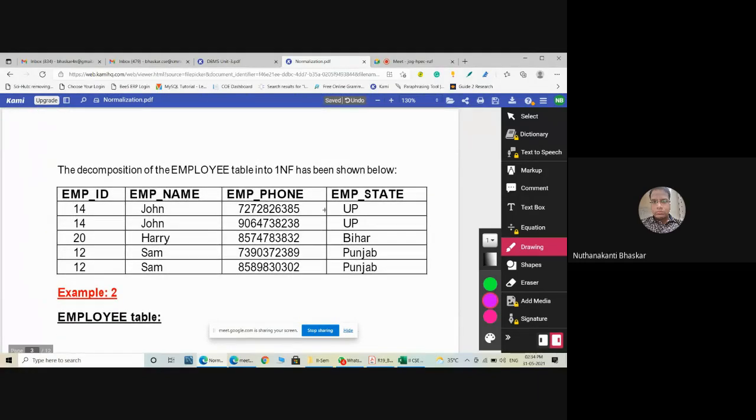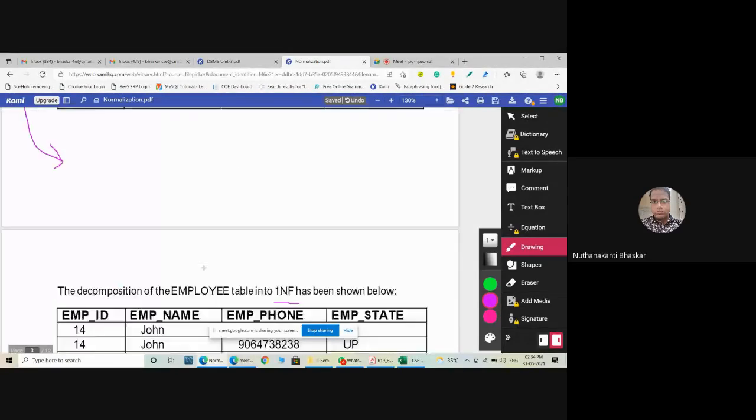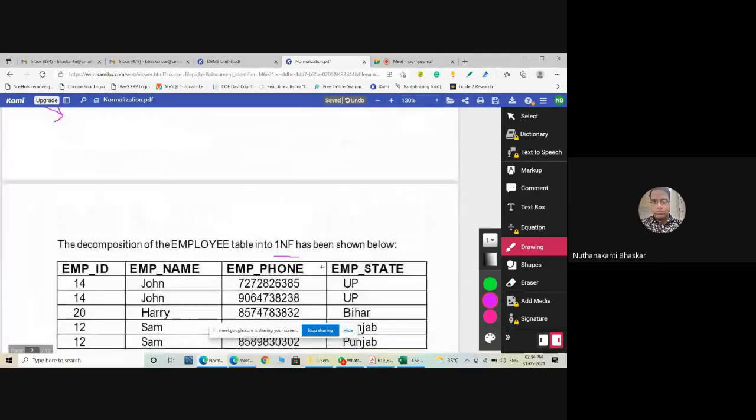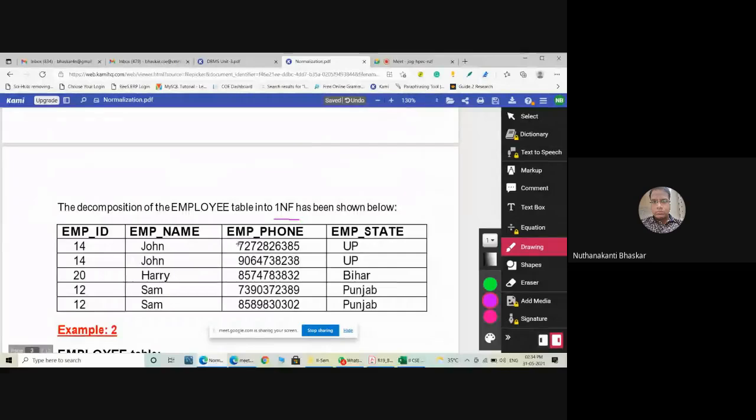14 John, first phone number, 14 John, second phone number. 12 Sam, first phone number, 12 Sam, second phone number. Now this is in first normal form. It is not in first normal form earlier, because in this relation every attribute must accept only a single value. So directly, blindly, remember this. What happens further, the consequences, we will discuss. Now simply, it is in first normal form.